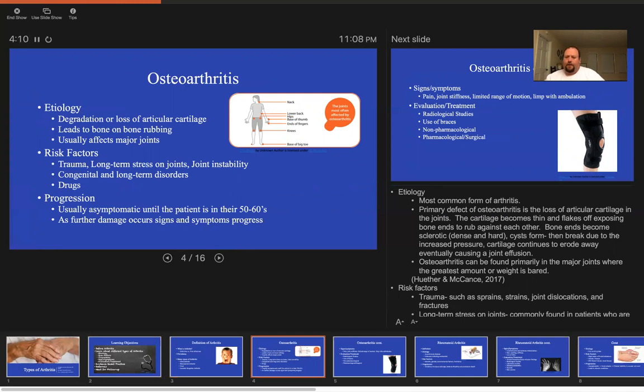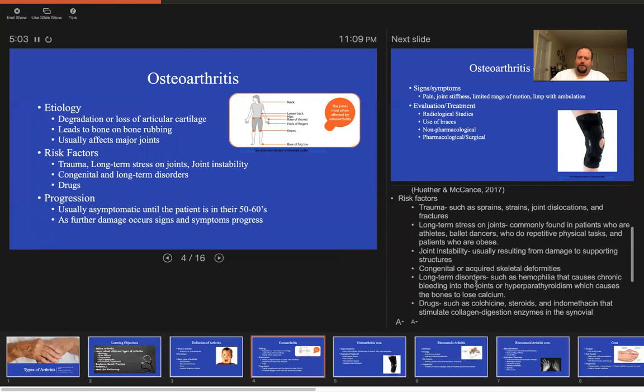It is the most common form of arthritis. The primary defect is the loss of articular cartilage in the joints. The cartilage starts to thin and flake off, and exposes the bone ends to rub against each other. These ends become dense and hard, or sclerotic, and they form cysts. Then they break due to the increased pressure. Cartilage continues to erode away, eventually causing a joint effusion. Osteoarthritis can be found primarily in the major joints where the greatest amount of weight is borne.